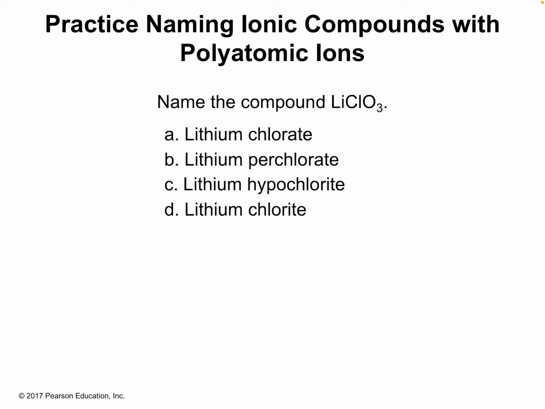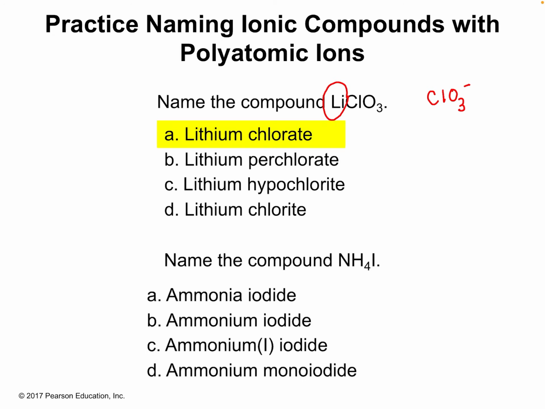Here's another one. So this is LiClO3. So we have lithium here. And so we need to know what is ClO3. So ClO3, and again, lithium's a 1 plus, and they are completely balancing out. So this must be a 1 minus. So ClO3 1 minus, that is chlorate. So this is lithium chlorate.